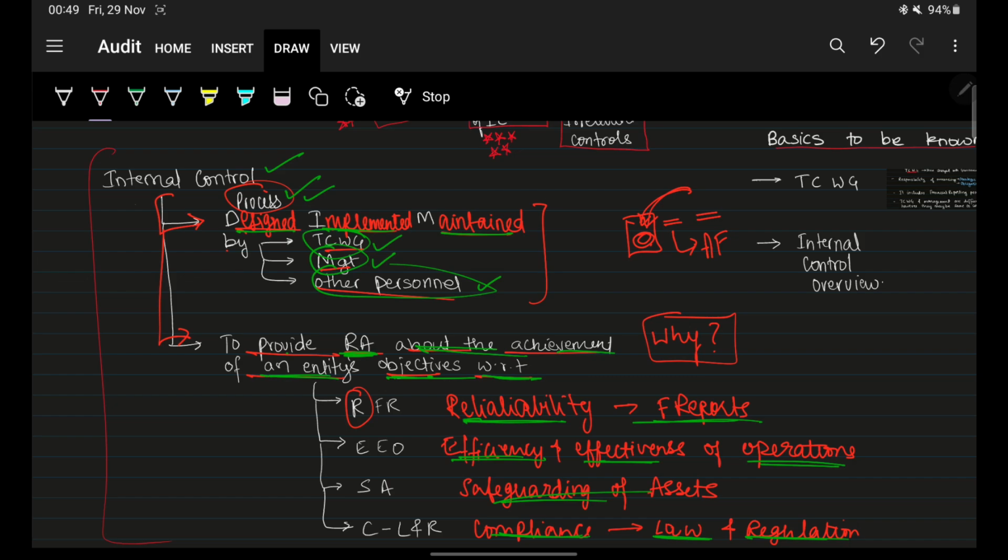Let's just say it one more time, and then we'll move on to benefits and limitations. Firstly, internal control is the process that is designed, implemented, and maintained by those charged with governance. If this is a bit distracting, I'll just remove this.